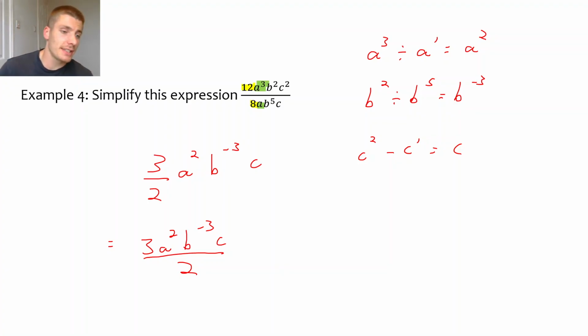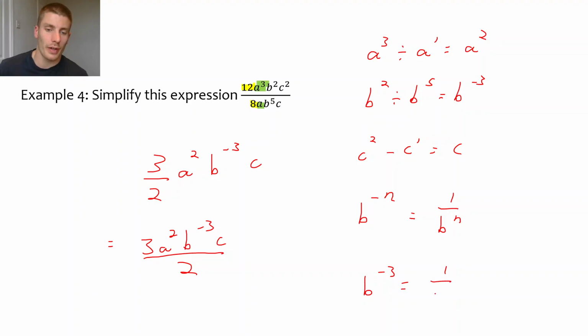Or you might write it as this, because b to the minus 3, from the negative laws of indices, if you've got a number like b to a negative power, you take the reciprocal. You write it as 1 over b to that power. So if you've got b to the minus 3, you write it as 1 over b cubed. So you might also write this similarly as 3 a squared c over b cubed. Sorry, and the 2 is still there, it's still on the bottom.